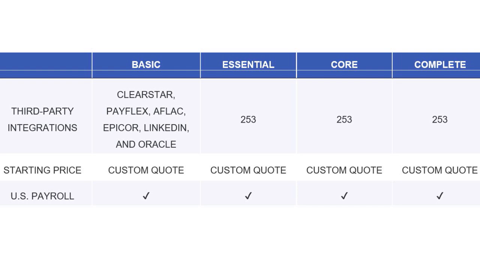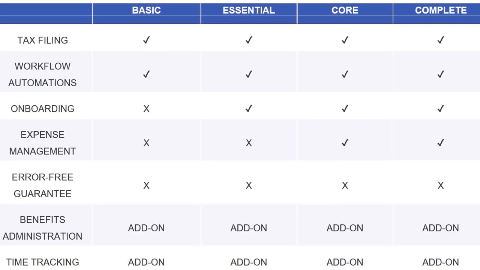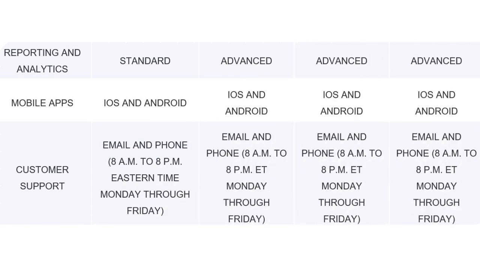And you do have US payroll, of course, tax filing available on all plans, workflow automations available on all plans. Onboarding is available on everything except basic. And expense management is available on the core and complete. And so benefits administration, time tracking, reporting, and analytics, those are add-ons.